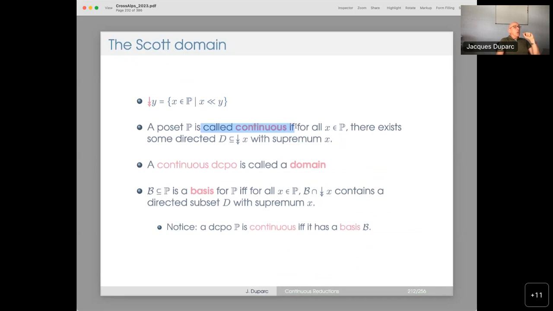A poset is called continuous if for every element x of the poset there exists some directed set included in the set of all the elements way below x, whose supremum is x. And this notion of a poset being continuous for a DCPO is equivalent to having a basis. B is a basis for the poset if for all x inside the poset, the basis intersected with all the elements that are way below x, in other words, all the elements way below x that belong to my basis, contains a directed subset D whose supremum is x. And a continuous DCPO is what is called a domain.